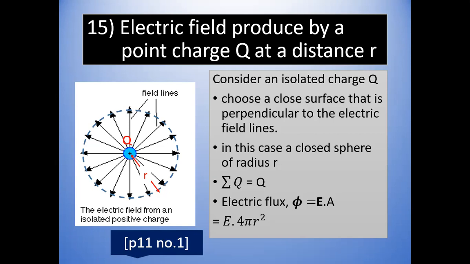Okay now, page 11, number 1, using Gauss's law. First choose a Gaussian surface. In this case, we choose a sphere, because the electric field is all perpendicular to the sphere. That's all, easy to calculate. So the flux is just E times A, because the field is perpendicular to the surface everywhere.